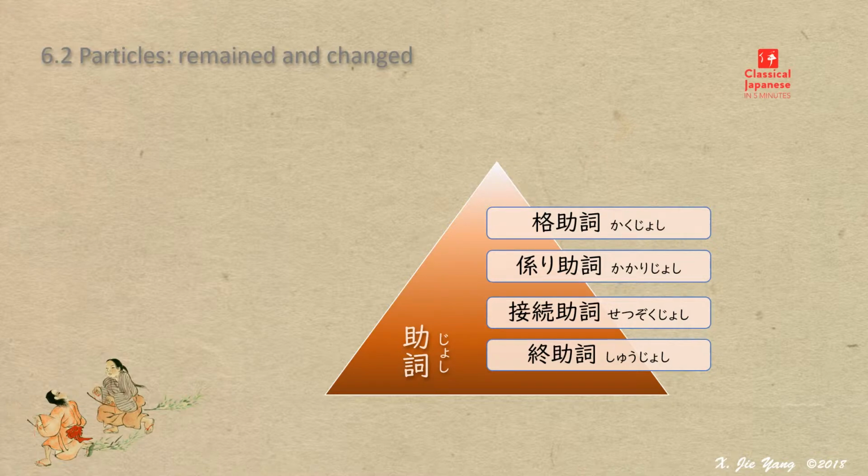Typical differences in the use of particles. In most cases, the center meaning of a particle remains from classical to the modern language. However, there are still quite a few places where we can see significant changes and developments along the long history. Some of them are quite unique.